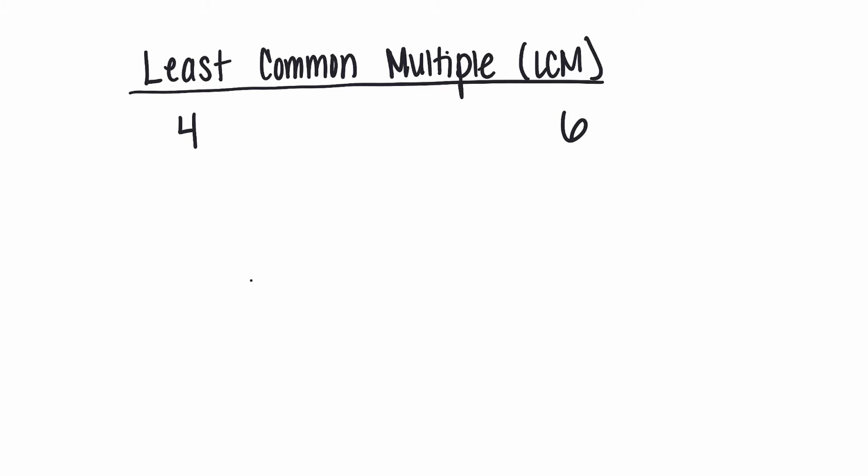Multiple is kind of what you think about when you're skip counting: 2, 4, 6, 8, 10, or 5, 10, 15, 20, that kind of thing. That's a multiple. So we're looking, what multiple do they share that's the smallest? So what would you skip count to, and which would be the smallest that you would get to for both of them? So what we're going to do is start off by doing a factor tree.